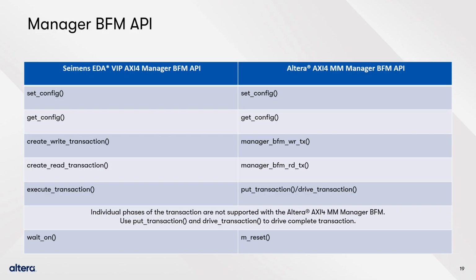A couple of differences though: with Siemens, there's a single API called execute transaction that is used, while with Altera, we have put transaction and drive transaction to complete the whole transaction. Also, Siemens does provide individual phases of transactions, which is not supported by the Altera BFM. Therefore, no individual phases are allowed, and you would have to use the put and drive to drive the complete transaction.